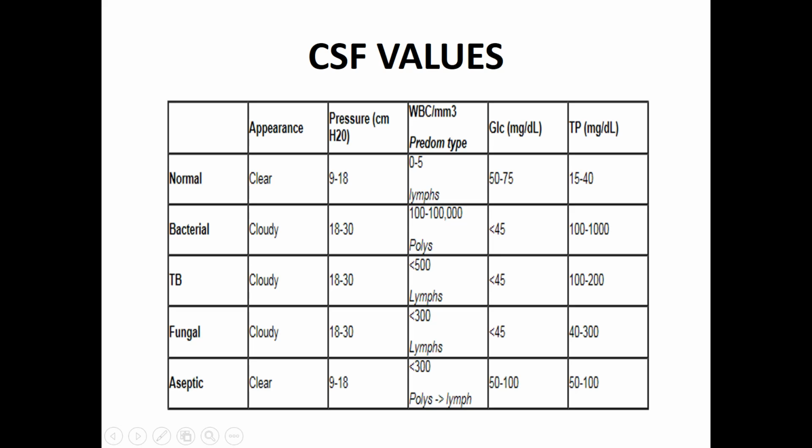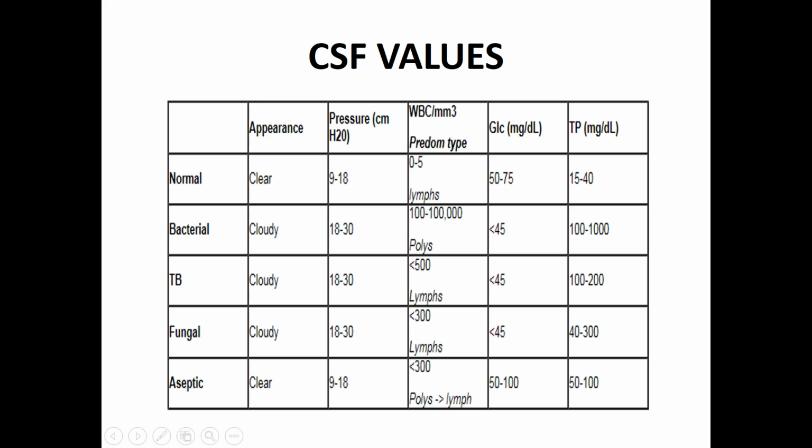Like in bacterial infection, mostly the appearance becomes not clear but cloudy, and the pressure rises to 18 to 30 centimeters of water, and the TLC count is increased from 100 to thousands, and mostly in bacterial infections the predominant cell is the neutrophil. As we know, bacteria take energy from glucose, so in bacterial infections the amount of glucose in the CSF will decrease.